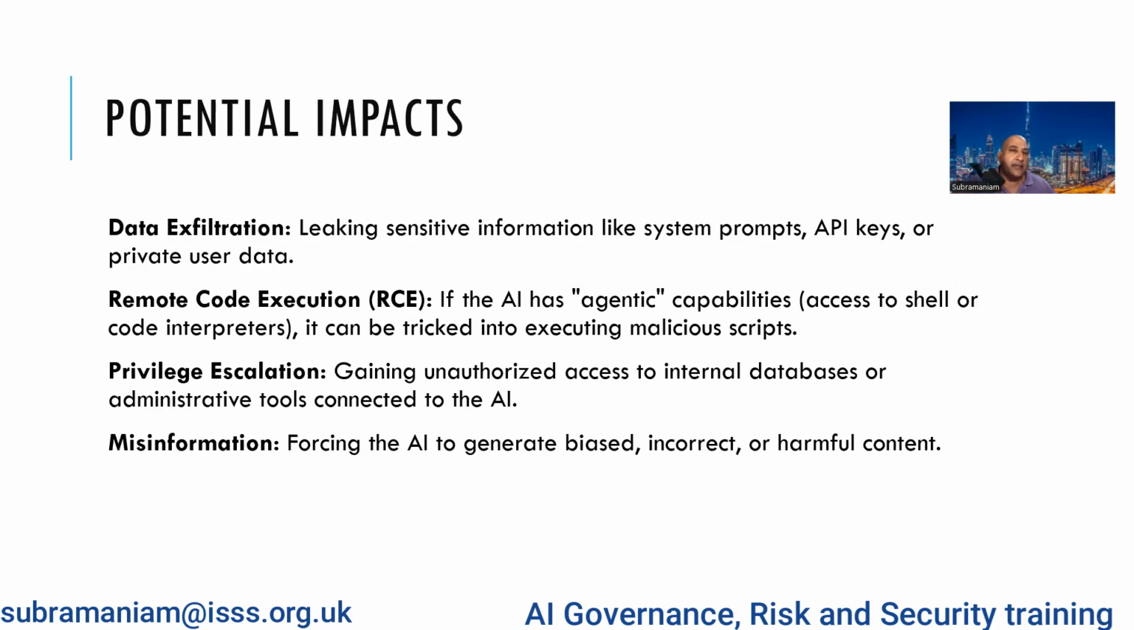Potential impact. You can exfiltrate the data. As I told you, prompt injection can also lead to what is called a privacy attack. So data exfiltration can actually happen. Remote code execution can happen. AI agents can be used to do the work. AI is offensive and AI is also defensive. We are very comfortable discussing the defensive part of AI, but the offensive part of AI is also something you need to look into.